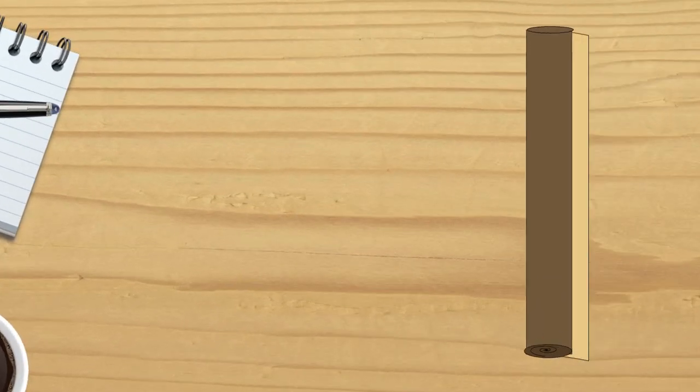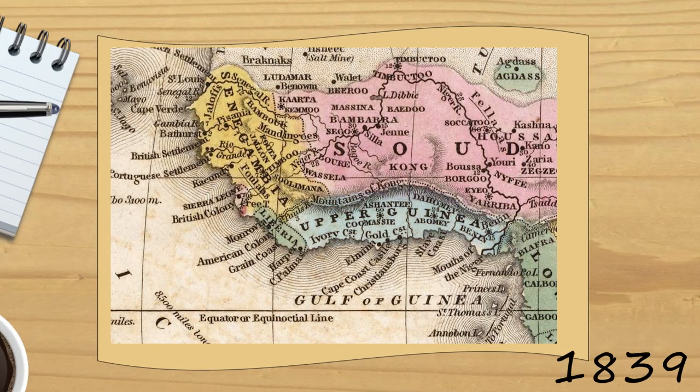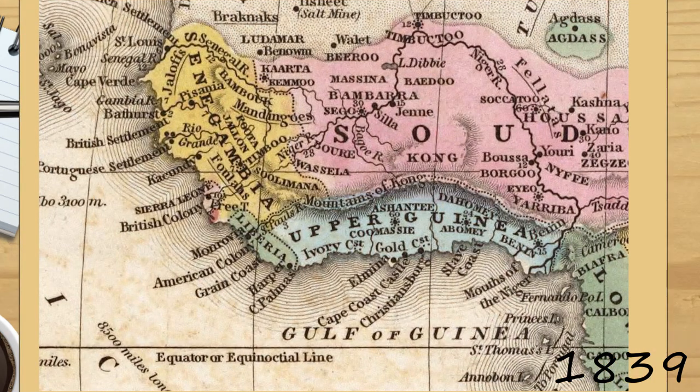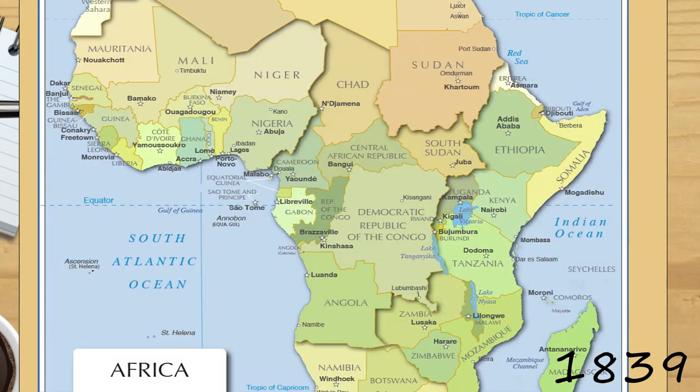This is a map of the western coast of Africa, created in 1839. Taking a closer look at it, you'll start to notice that something is wrong. Of course, compared with a modern map, a few things have changed, such as the removal of European colonies.